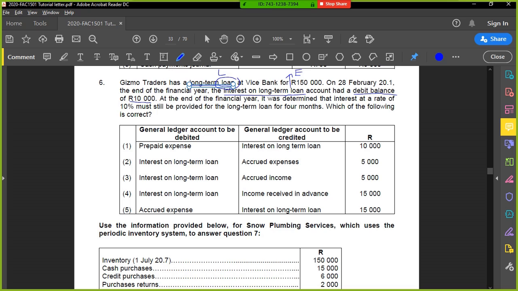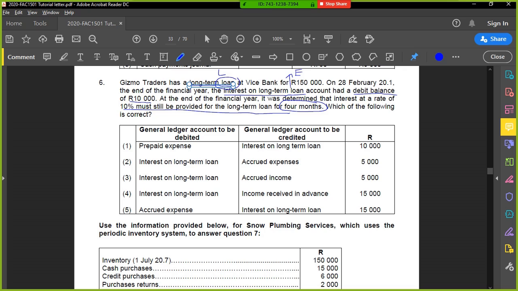Okay, perfect. So the basics are okay. You know that this is a liability, you know that's an expense. Then you need to read the last part which says at the end of the year, it was determined that an interest rate of 10% must still be provided for the long term loan for 4 months. Okay, so what are you thinking about? Must still be provided. So I have to say 10% on the 150,000. Okay, but think about it.